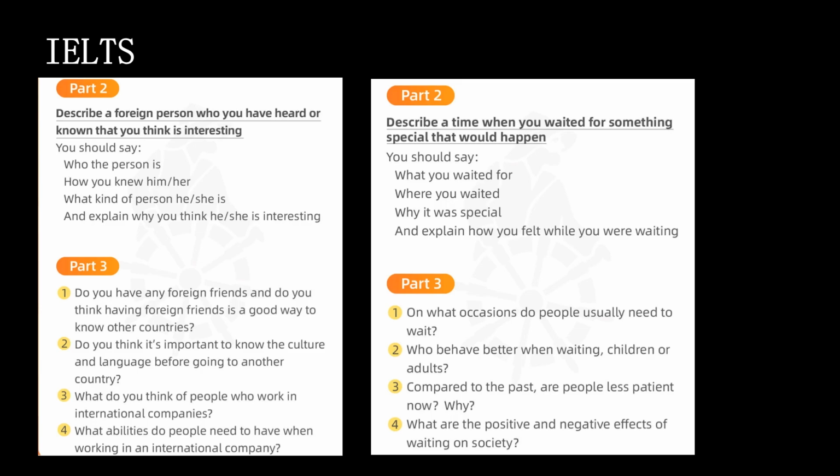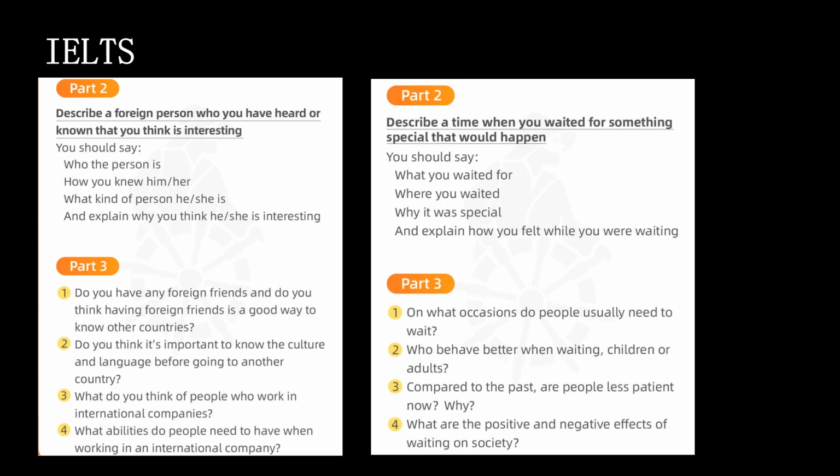So first one, describe a foreign person who you have heard of. Heard or I would say heard of or known about that you think is interesting. You should say who the person is, how you know him or her, what kind of person he or she is, and explain why you think he or she is interesting. Then the part 3, they have to go with that.